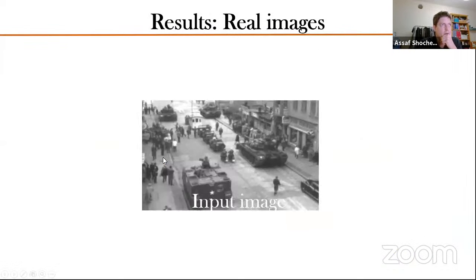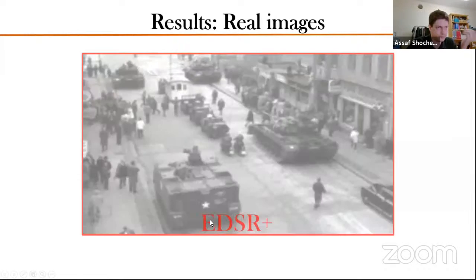Cool, thank you. Okay, so let's check out some results. This image here is Checkpoint Charlie in Berlin. It's just an old photo found on the internet, and we don't know anything about the downscaling process. You can see that it's kind of noisy, and also it is JPEG compressed.